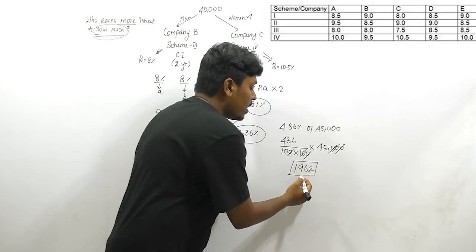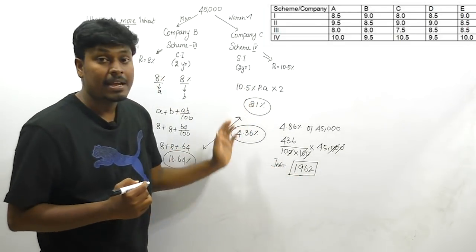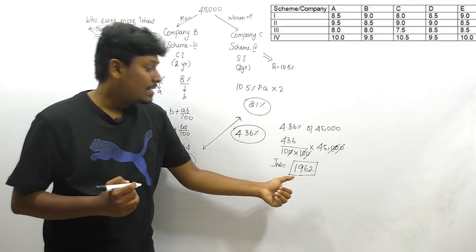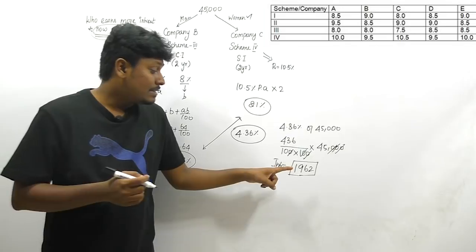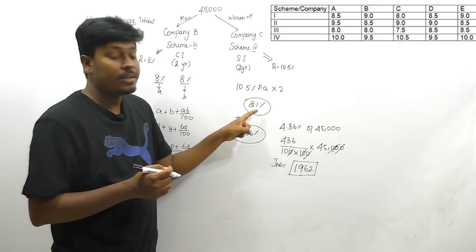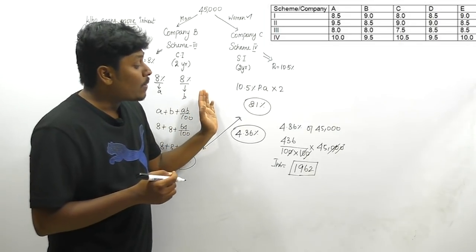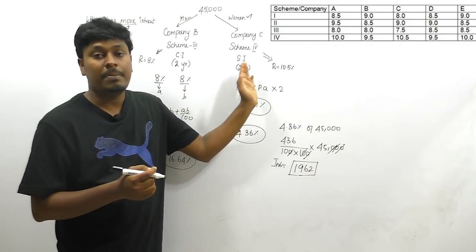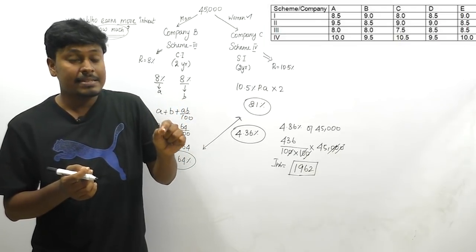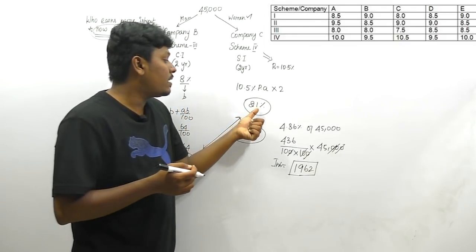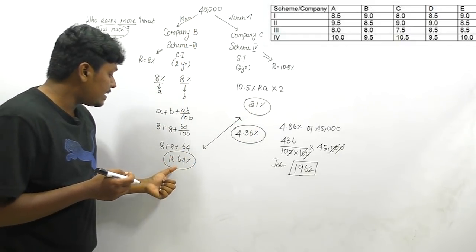So finally we got 1962. Friends, remember that this is not the interest obtained by the woman. This is the interest when compared to the man. This 1962 amount is more obtained by the woman, right? So if they ask what is the only interest obtained by the woman, we need to calculate 21% for this. If they ask what is the man's interest, we can calculate 16.64%.